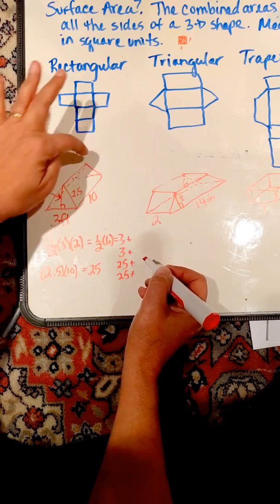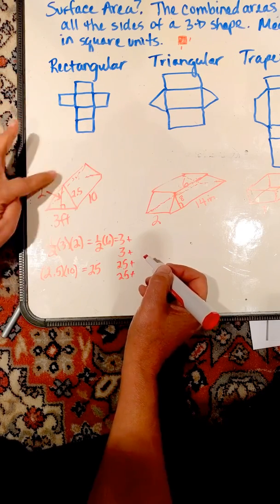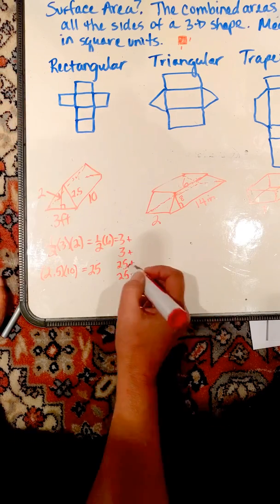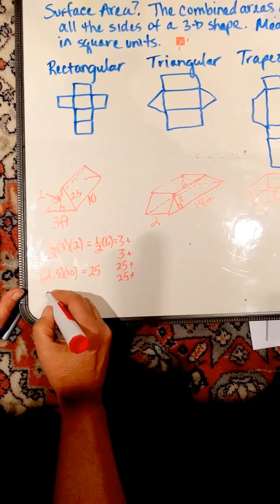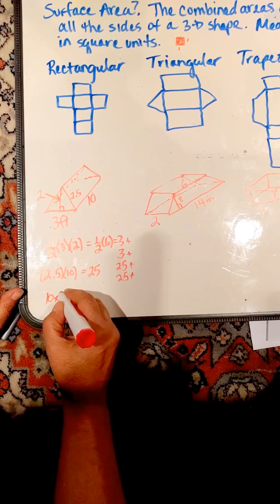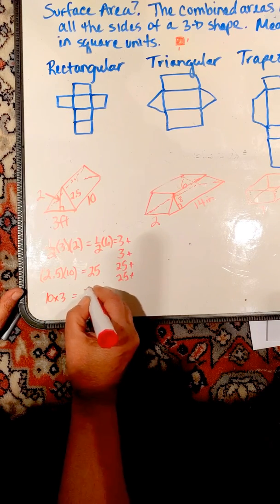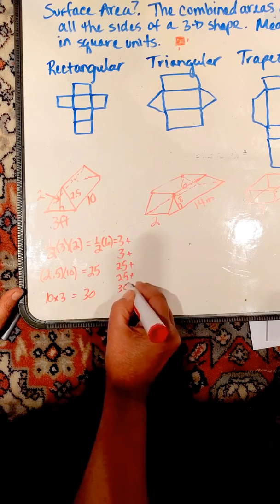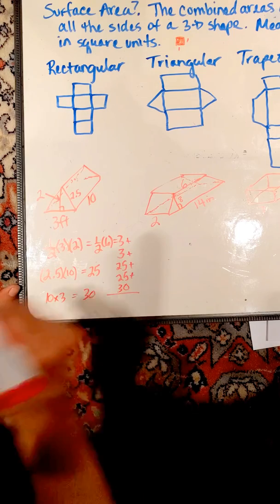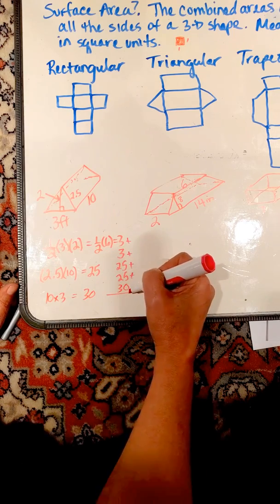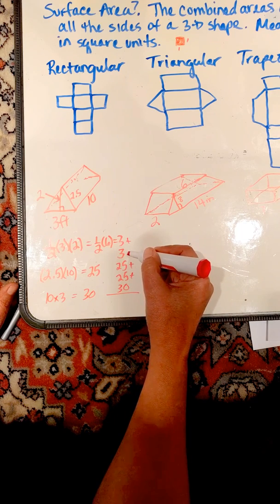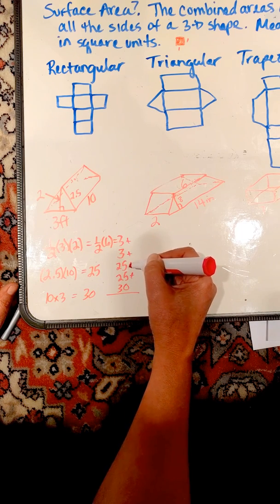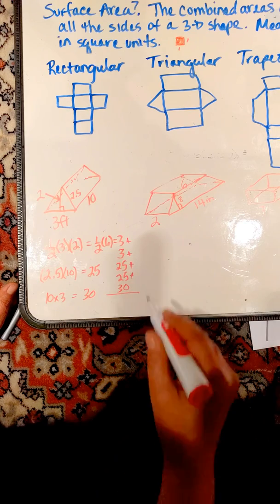I just need the base of the very floor of the tent, and that's going to be 10 by 3. So 10 times 3 equals 30. And I'm going to add that to my list. And I've got the 5 shapes. So 2 triangles and 3 rectangles.